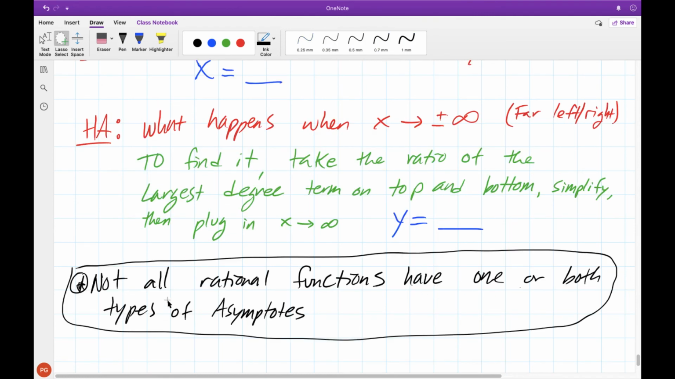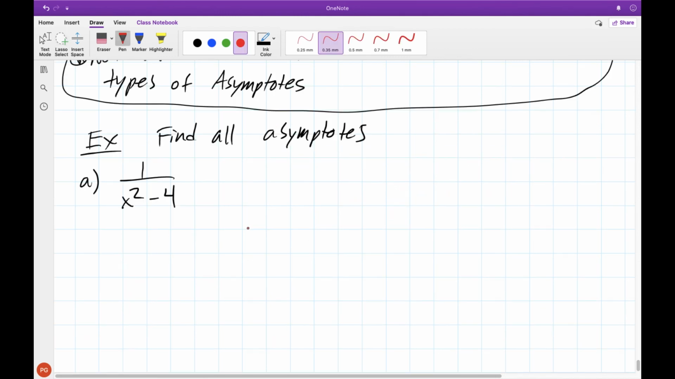It's also important to mention that just because it's a rational function doesn't mean it has an asymptote. It might have one type of asymptote, it might only have the other type. It could have no asymptotes, it could have 10 of them. It really depends. Let's go through a few examples.